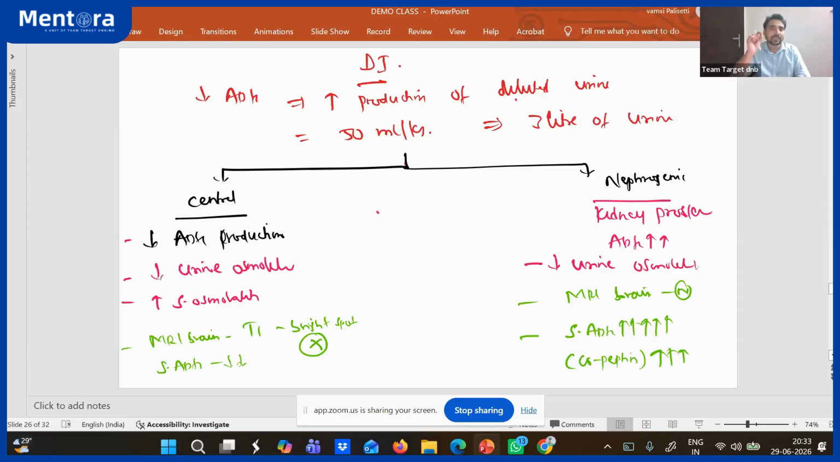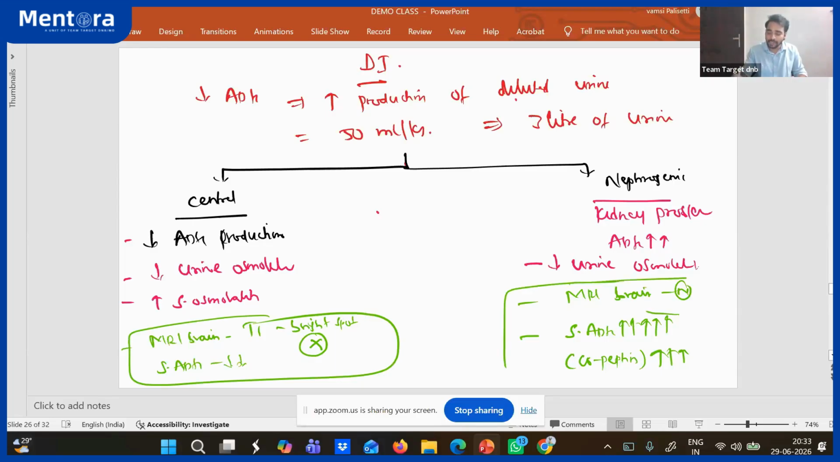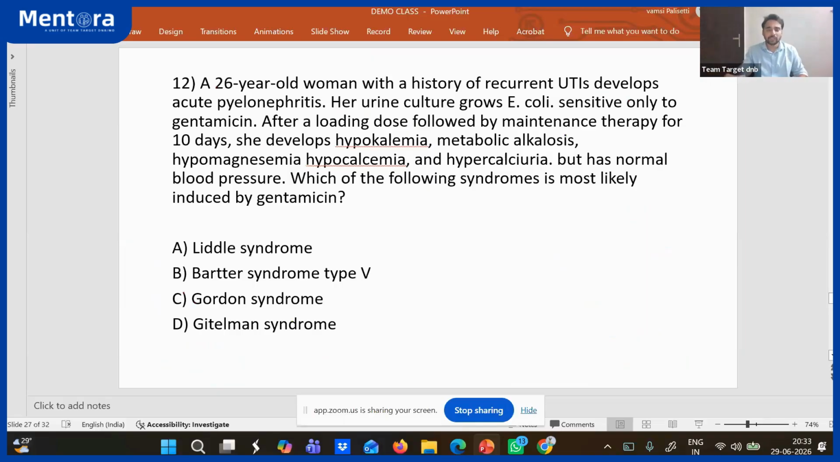MRI in T1 image, you will see the bright spot. If the bright spot is not there, you can diagnose it as central diabetes insipidus. And ADH levels are very, very low. This is the important question they can ask in future exams. But in case of nephrogenic, MRI is normal, but ADH is elevated or copeptin is highly elevated. Right? Simple. Let us go to the next question.